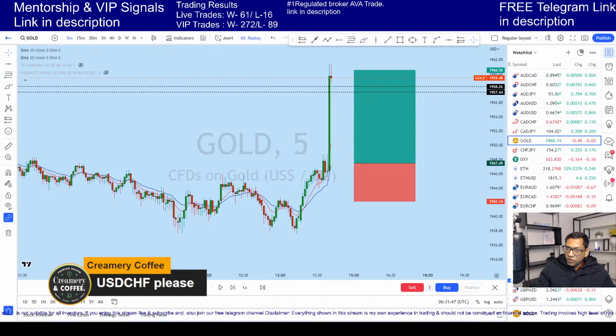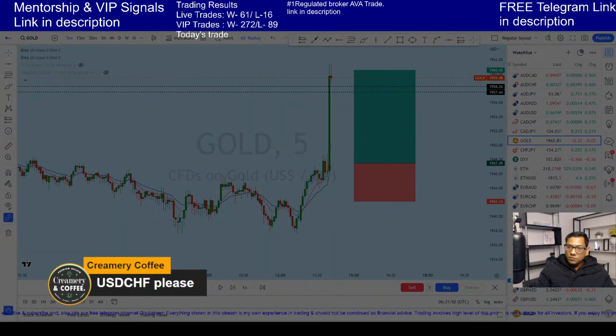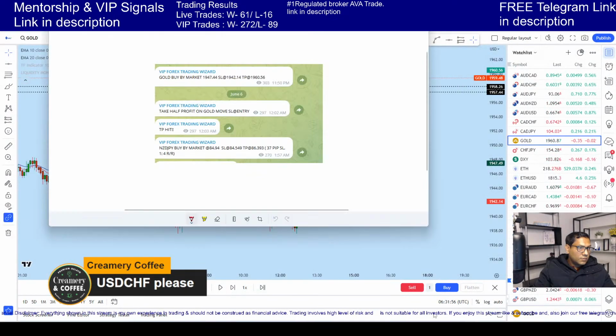Okay, so if you look at that, right, so this is the gold trade that we bought, and exactly you saw that this is the same alert that we have opened as well.